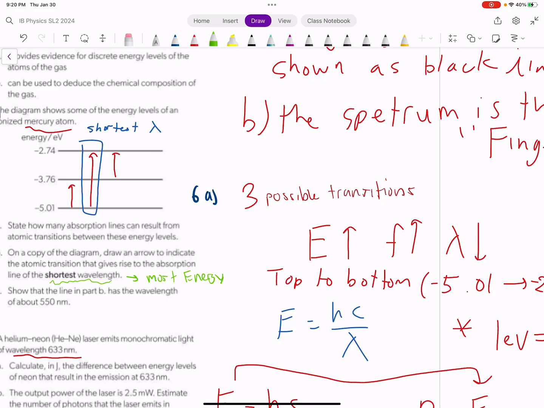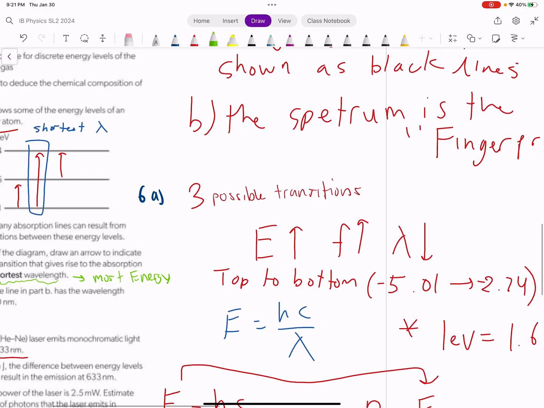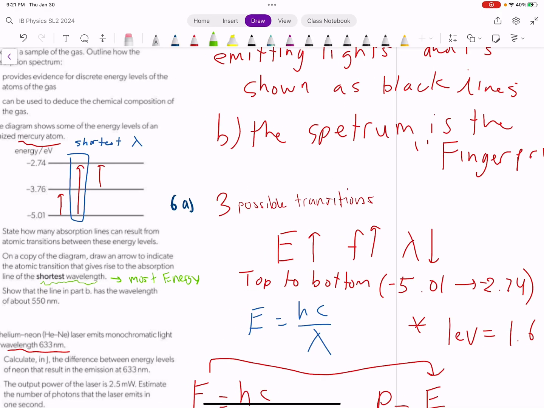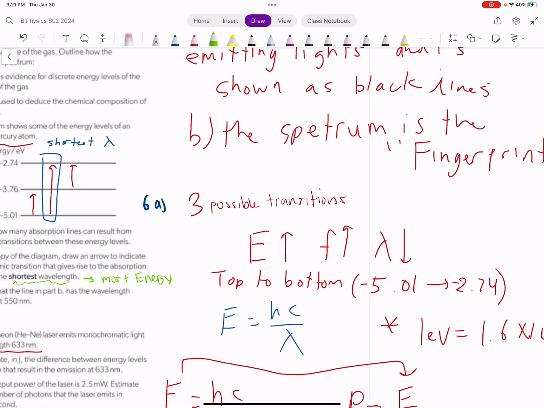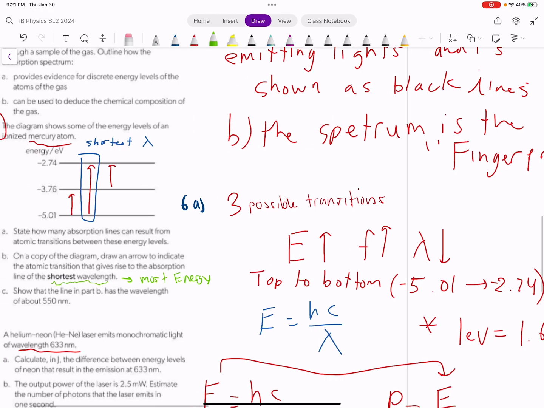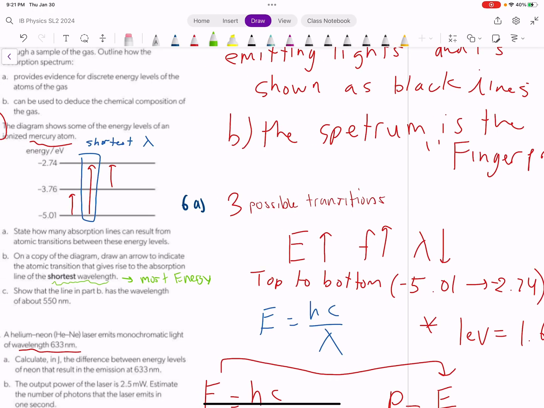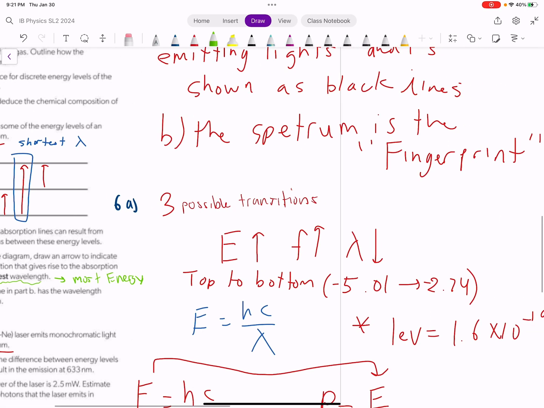Okay, so which of these is the most energy? Well, you would assume the longest line is the most energy, but we can calculate that out. The top to the bottom is -5 to -2.74, right? And that is clearly just more than -5 to -3.76 or -3.76 to -2.74.